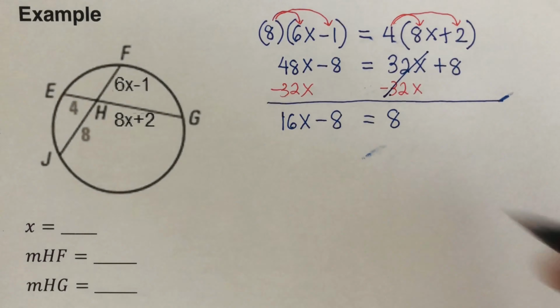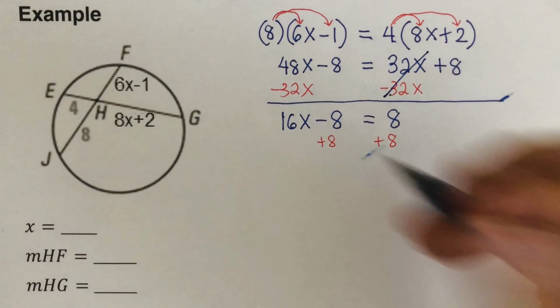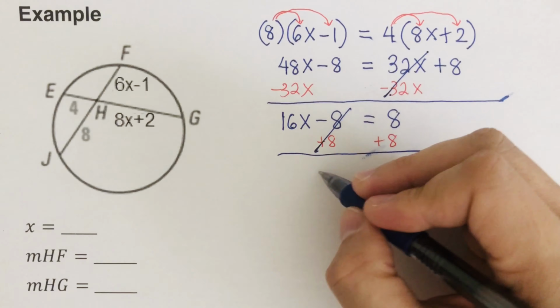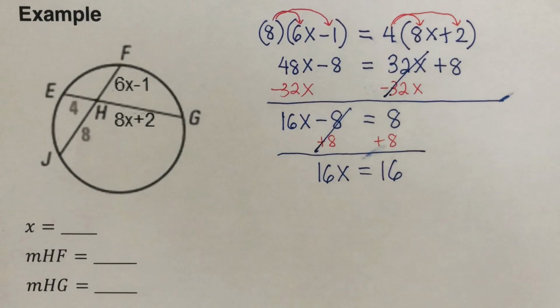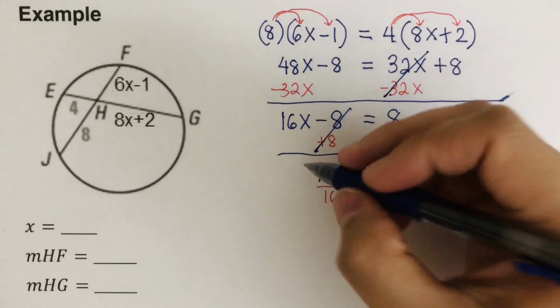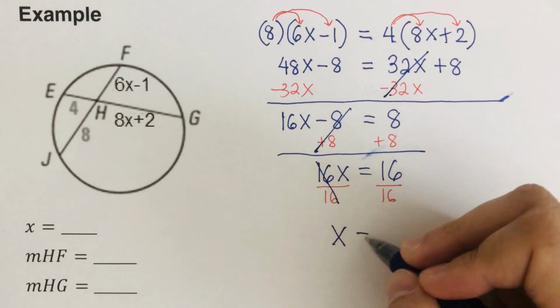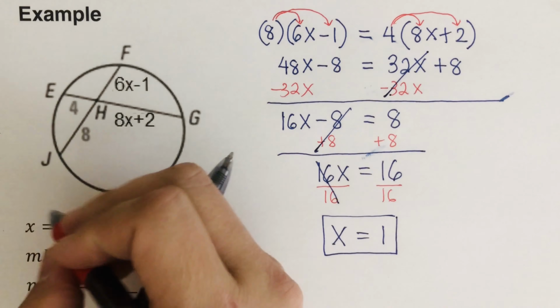So we want x by itself. So we're adding 8 to both sides, plus 8 and plus 8. So we are left with 16x equals 16. So we're going to divide both sides by 16. So divide that by 16. So then we are left with x is equal to 1. So our x right here is 1.